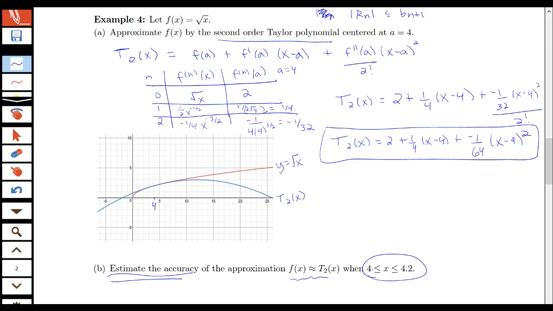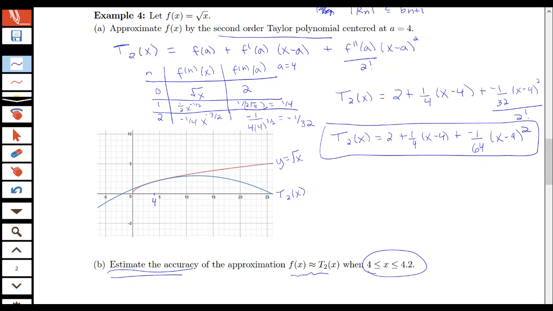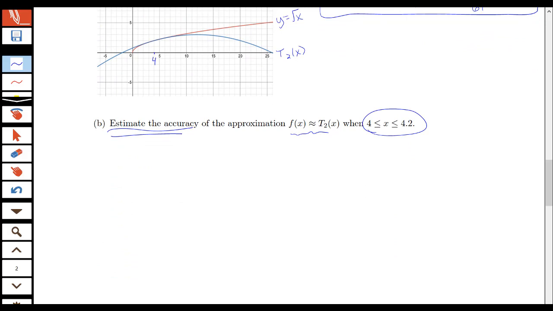So let's say x is between 4 and 4.2. So we're looking at near the center here. I want to say how good is the approximation if I wanted to find the square root of 4.1 using this Taylor polynomial. How close would that be to the actual value of, say, the square root of 4.1 or something that's in that interval between 4 and 4.2?